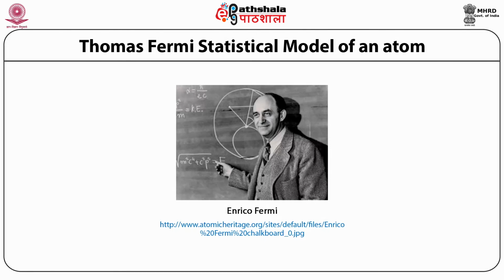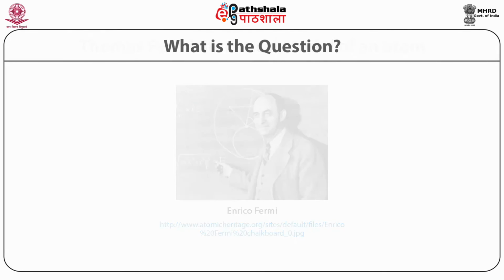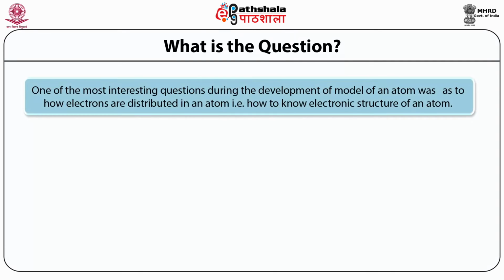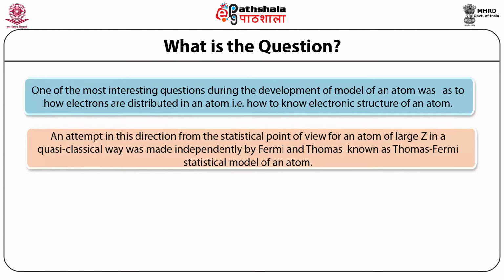Thomas-Fermi statistical model of an atom. Let us see what is the question in understanding this very interesting model of an atom. One of the most interesting questions during the development of the model of an atom was how electrons are distributed in an atom, that is, how to know the electronic structure of an atom. An attempt in this direction from the statistical point of view for an atom of large Z in a classical way was made independently by Fermi and Thomas, known as the Thomas-Fermi statistical model of an atom.